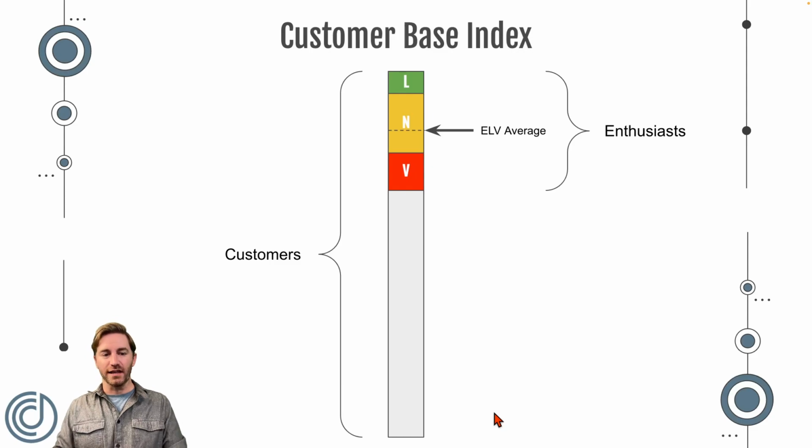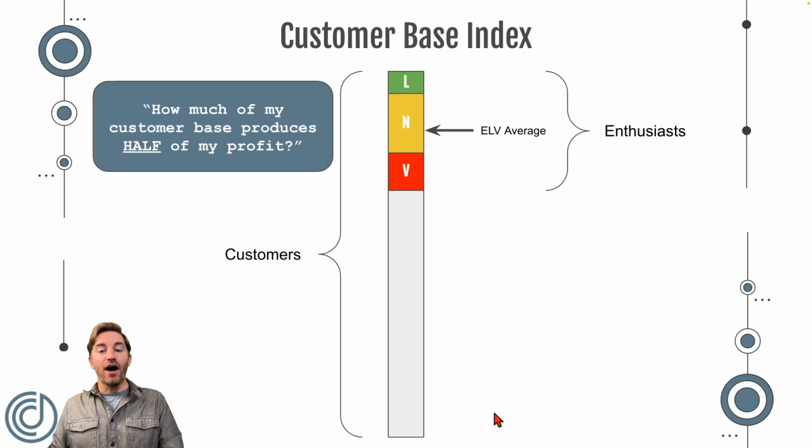What do we do with it? What's it telling us? One dealer asked us a very great question: how much of my current customer base produces half of my profit? How much should I really be focusing on here? With this particular dealer, we noticed that their number was around 6%. 6% of their customer base was creating half of their profit.